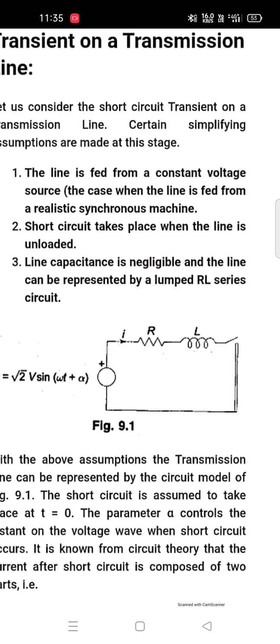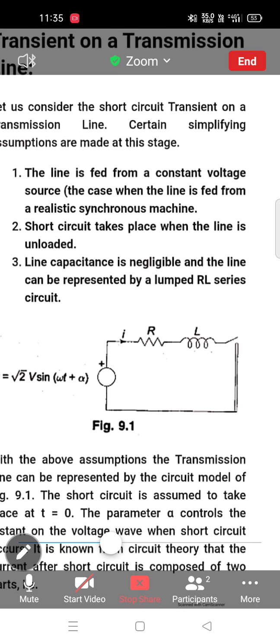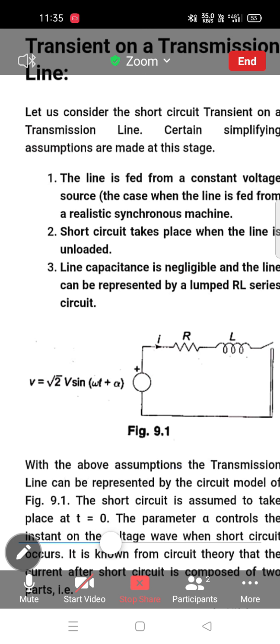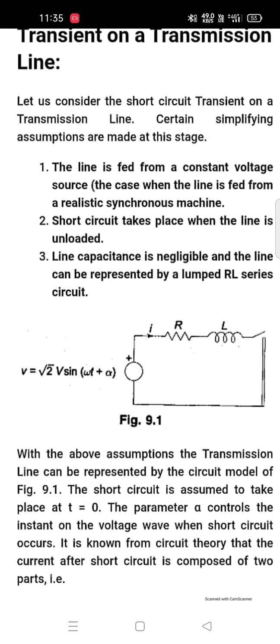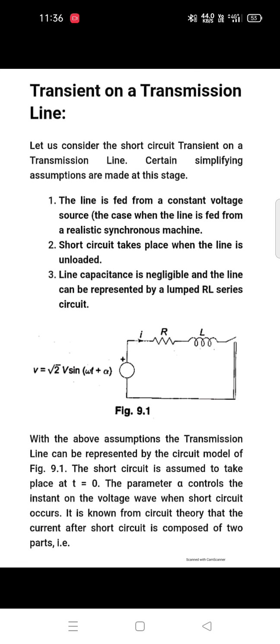So here R and L are connected in series and we have input voltage v equal to root 2 V sin(omega t plus alpha). With the above assumptions, the transmission line can be represented by the circuit model which we saw above. The short circuit is assumed to take place at time t equal to 0. The parameter alpha controls the instant on the voltage wave when the short circuit occurs.